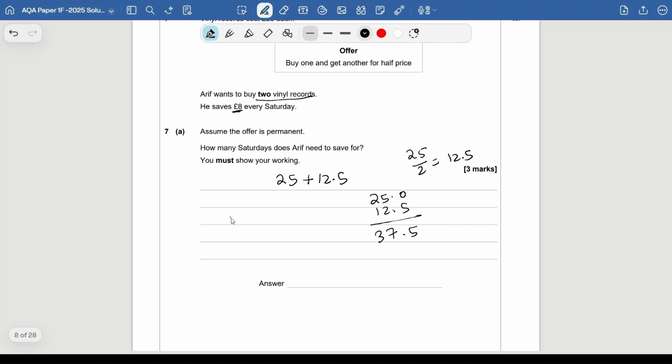Now how many Saturdays are required to make this much amount? Because one Saturday he saves £8. So how many Saturdays are required to save 37.5? So here we can say one Saturday, 2 Saturdays he will make £16, 3 Saturdays 24, 4 Saturdays 32, and 5 Saturdays will be a little more than 37. So 32 is not enough. He has to make more than 32. So he needs 5 Saturdays to make the amount needed.